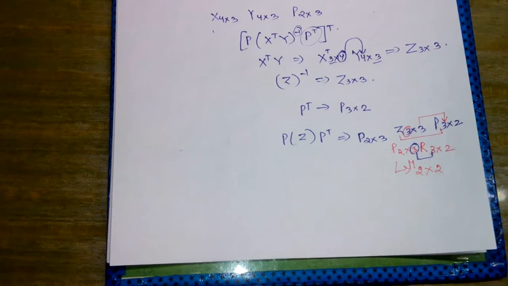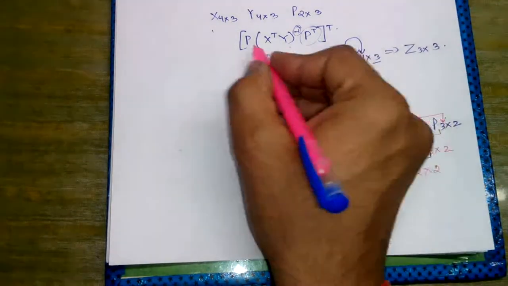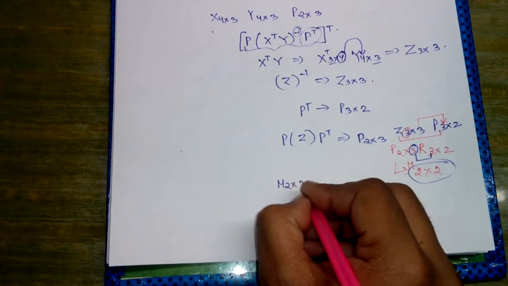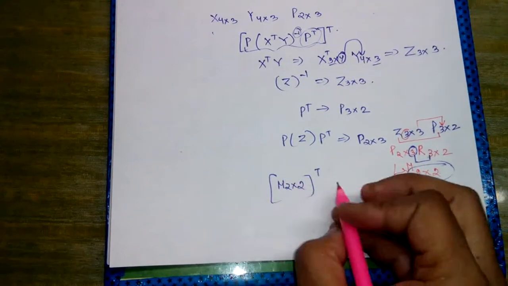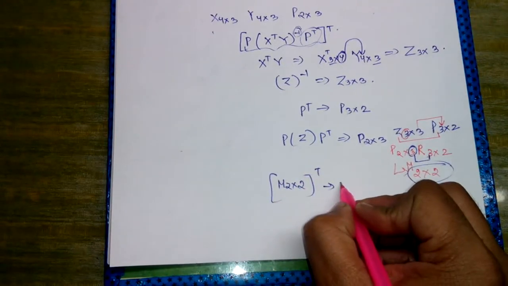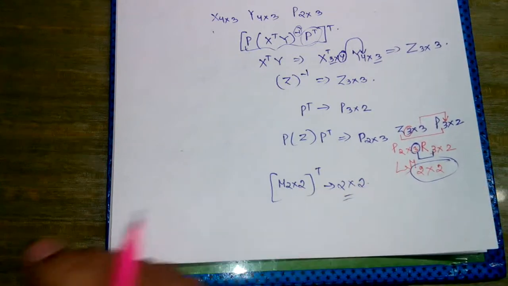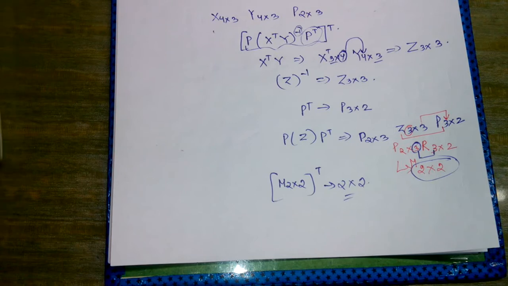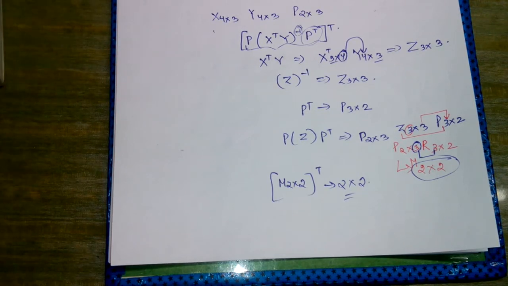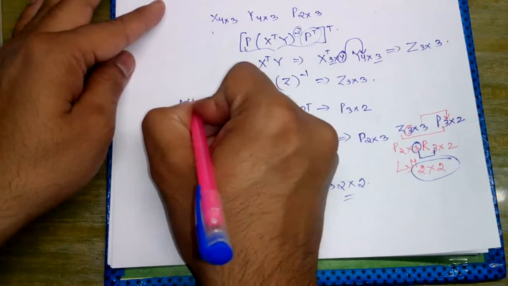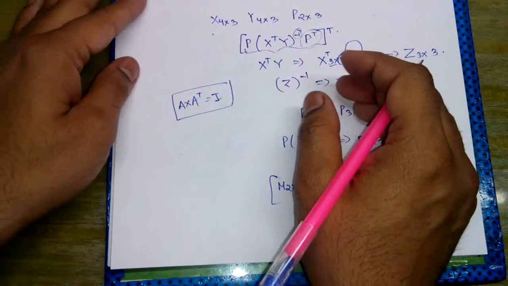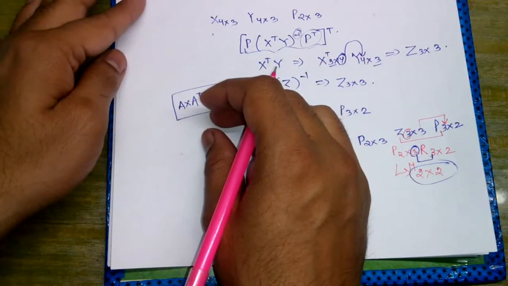So the final answer for the inside part has come out as 2 cross 2. So M is 2 cross 2, but we have the transpose outside. Even if we do a transpose, the order will still remain 2 cross 2. So the answer to this question simply becomes 2 cross 2. And we must remember the property that A into A transpose equals the identity or unit matrix. Many questions have been asked based on this.